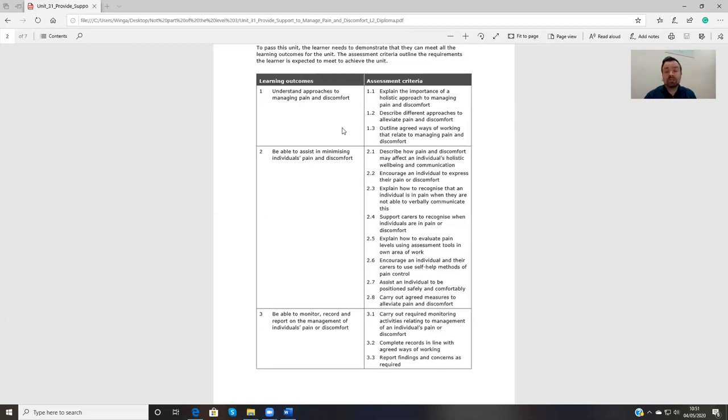2.3 is about how to recognise individuals' pain when they're not able to verbally communicate. So here we're going to be using our observation skills. We're going to be looking at their face when we're talking, seeing if they're drained, looking if they're tired. Do they wince? Do they close their eyes? Do they shrug their shoulders? Do they cry? Do they just look uncomfortable?